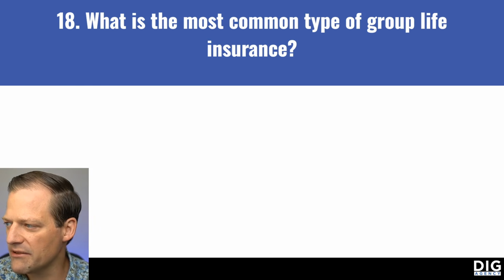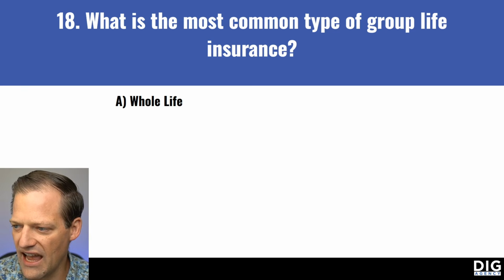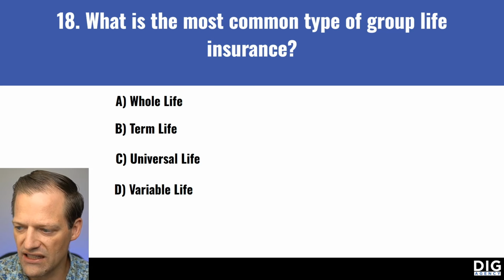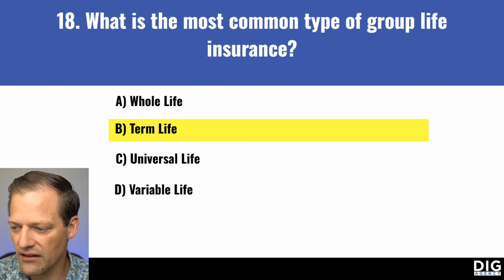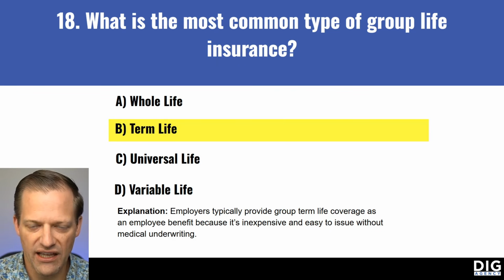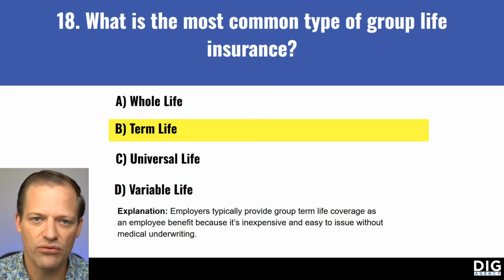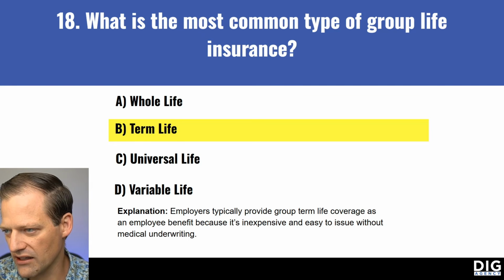What is the most common type of group life insurance? Is it A, whole life, B, term life, C, universal life, or D, variable life? The answer is term life, B. It's just the most common type that people get. It's the most affordable. It's inexpensive, easy to issue, and commonly there's no medical underwriting either.